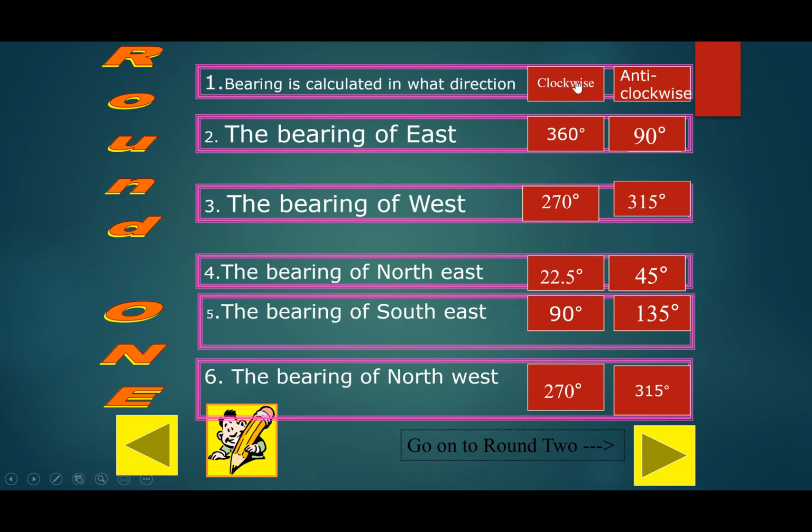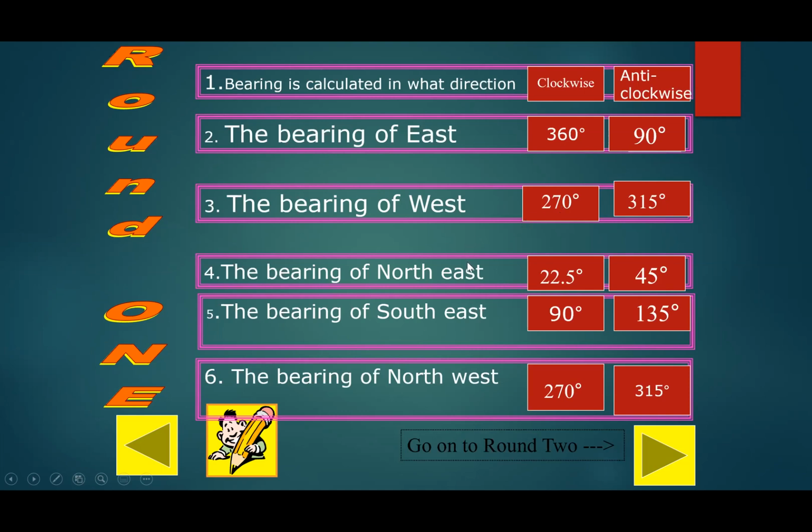Number 2, what is the bearing of east? Have you chosen your answers yet? Let me see. 90 degrees is correct. Question number 3. What is the bearing of west? Have you decided your answers yet? Did you choose 270 degrees? 270 degrees is correct.